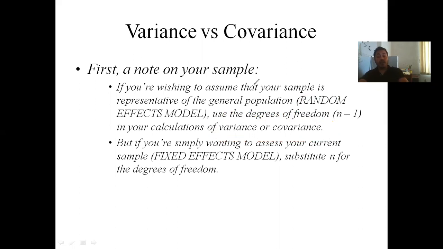If you are wishing to assume that your sample is a representative of the general population, you are randomly picking up a sample. Now, if this is representative of the whole population, the general population, then the degree of freedom should be n-1. Remember this. This might be asked as an MCQ in this type of examination.